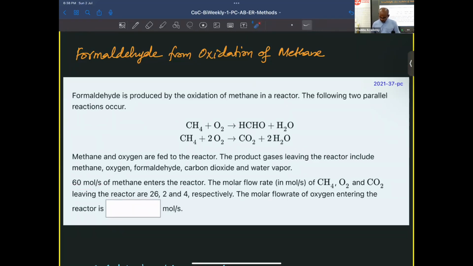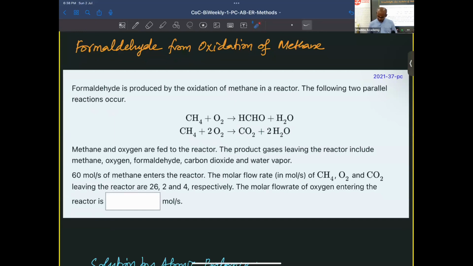60 moles of methane enter the reactor. To the reactor, we have this 60 mole methane feed. The molar flow rates of CH4, O2, and CO2 leaving the reactor are given. Of course, there are many components in the product leaving, but we are given the information about methane, oxygen, and CO2. Their amounts are given in moles per second. We are asked to find the molar flow rate of oxygen entering the reactor.